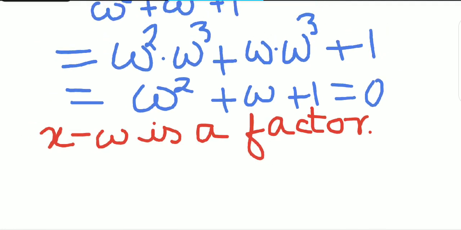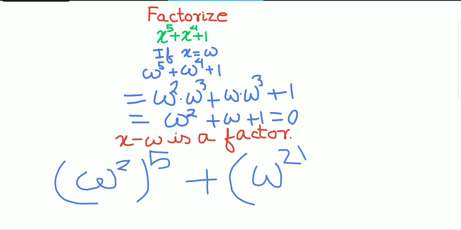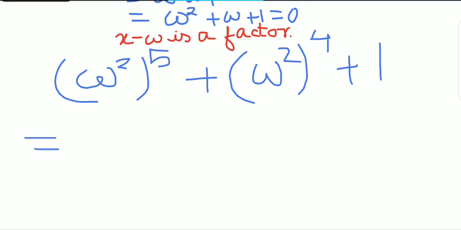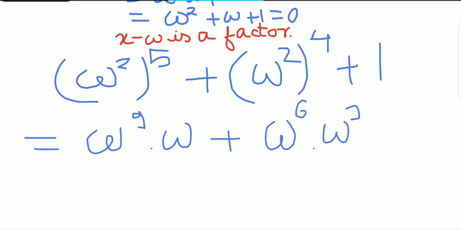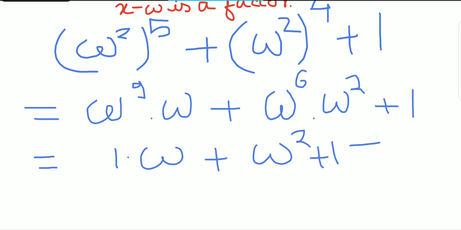What if I write x equal to omega square? So let's replace x by omega square. So we obtain omega square to the power 5 plus omega square to the power 4 plus 1. How much is that? That's omega to the power 10, and omega to the power 10 is omega to the power 9 into omega to the power 8. That's omega to the power 6 into omega square, plus 1 as it is. Further, omega to the power 9 is omega cube whole cube, so that's 1. And omega to the power 6 is 1, so omega plus omega square plus 1. Again 0.